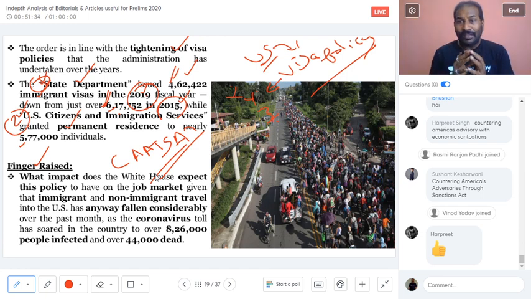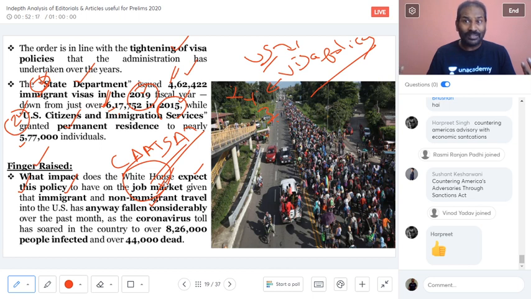Now we will get into the real concept, how Trump's immigration policy will impact. So what impact does the White House expect from this policy? That is on the job market, given that immigrant and non-immigrant travel to the US have anyway fallen considerably. Because of COVID-19, for almost a month now, there is no movement of foreigners from one country to another across the globe. So when that is not happening, what kind of immigrants are we talking about?